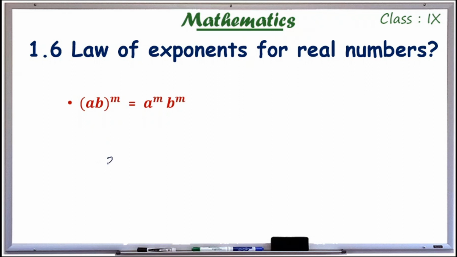For example, 2 into 5 all raised to 2 is equal to 2 raised to 2 into 5 raised to 2. So you can check. 5 into 2 is equal to 10. 10 square is equal to 100. 2 square is equal to 4. 5 square is equal to 25. 25 into 4 is equal to 100. So this is right.